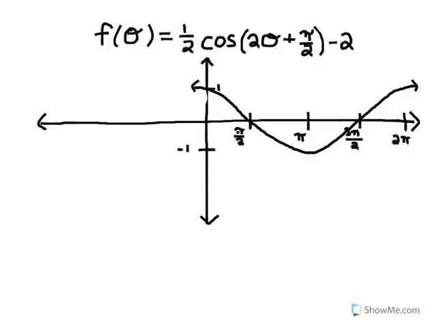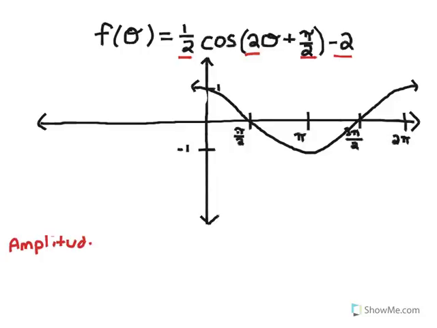Graph the function f of theta is equal to 1/2 cosine of 2 theta plus pi over 2 minus 2. First, let's identify A, B, C, and D. Now we can write down the information that we know just from this function.